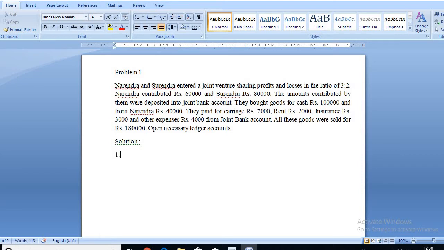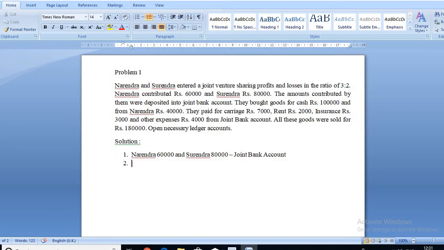The first point: our first transaction is what? Narendra contributed 60,000 and Surendra contributed 80,000. And the amounts contributed by them were deposited into the joint bank account. This is the first transaction.